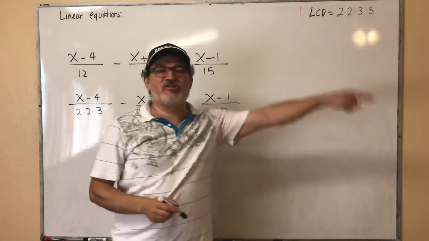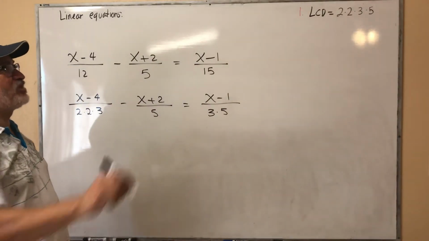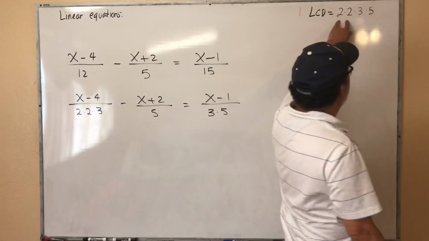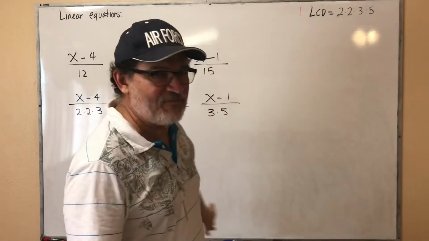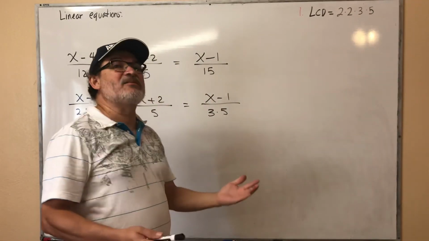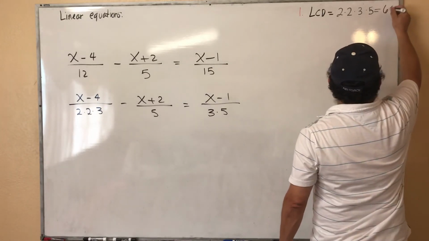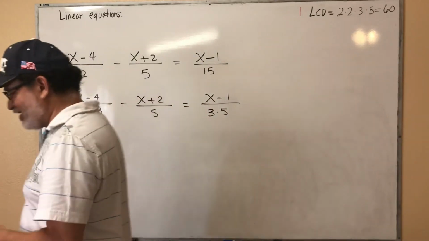Believe it or not, that's your LCD. Yep, that is your LCD, good class. And what is 4 times 15? Tell me, what's 4 times 15? 60. That's your LCD. Very good.